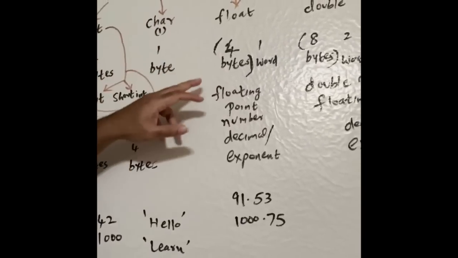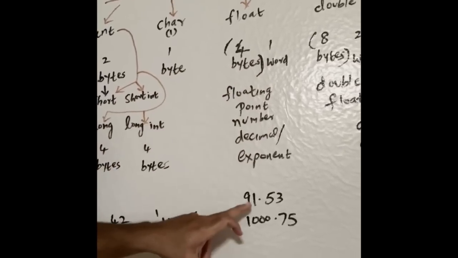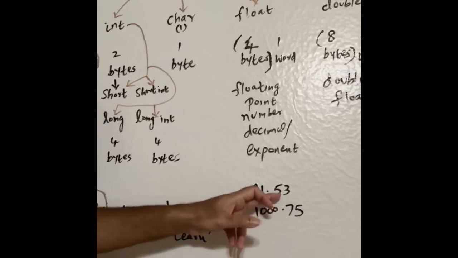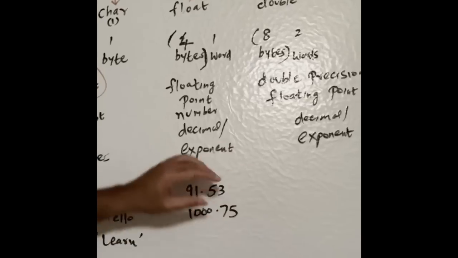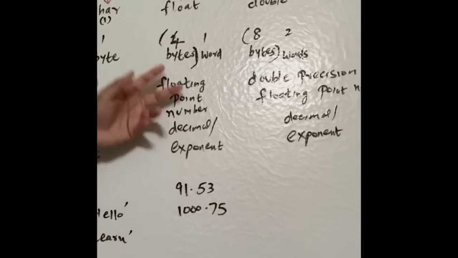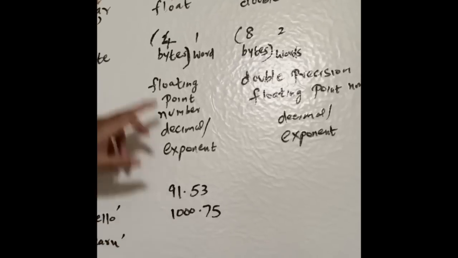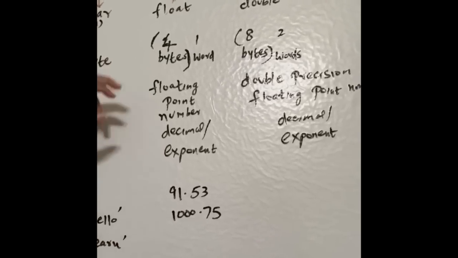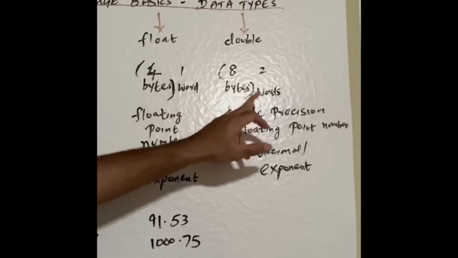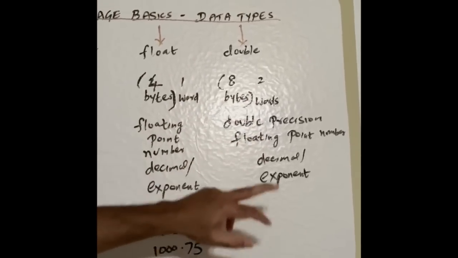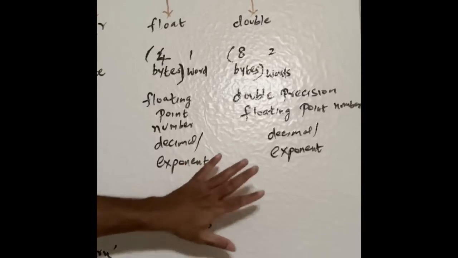Float is a part of the number system. It's decimal, so it takes 4 bytes for one word. It's a floating point number, like 91.53. If you take this, 91 is the integer part, 53 is the fractional part. We call it decimal. Exponents, 1000.75, that's a floating point number. Double is actually the double of the float, so 8 bytes is 2 words. Double precision floating point. Most complicated calculations use the double.